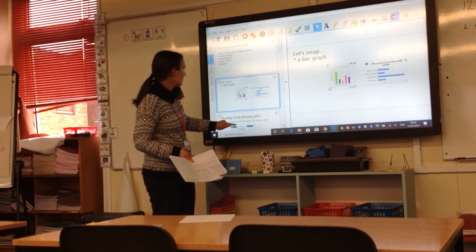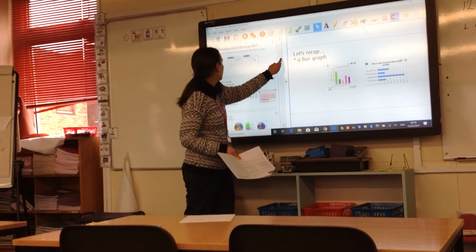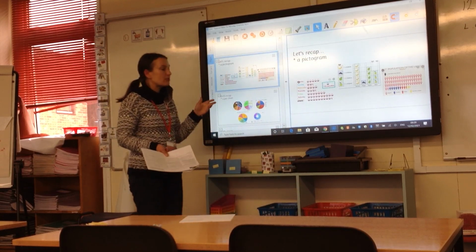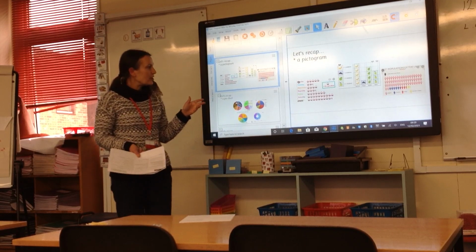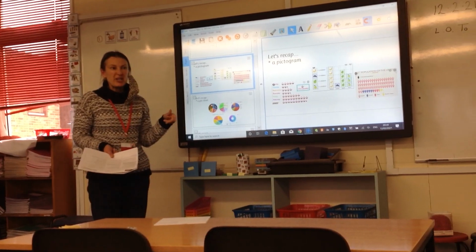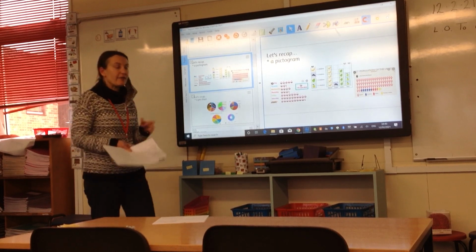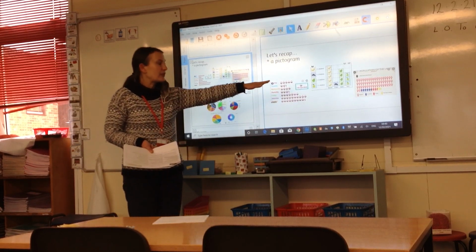Oops, what's happened there? Let's scroll down. Okay, so pictograms. You might have remembered some of these. You might think, actually, I remember those from Key Stage 1 when we did favourite fruits and things like that, and having a picture for each fruit.